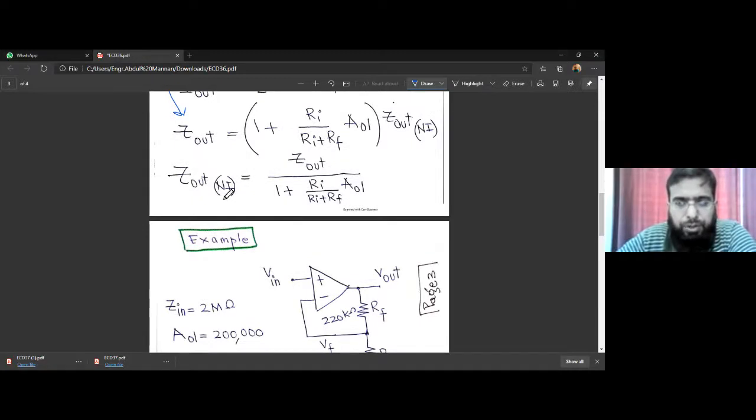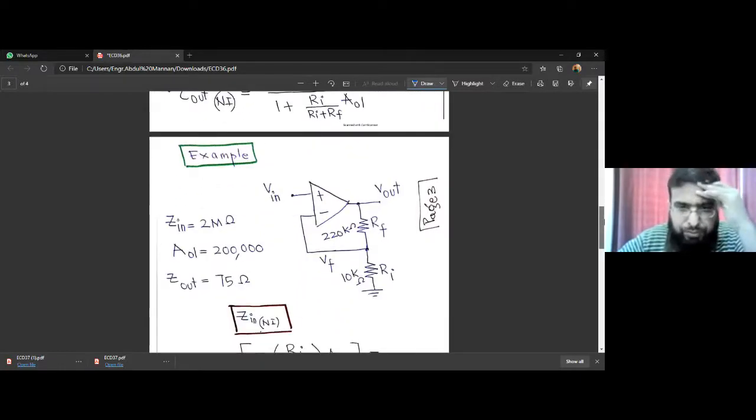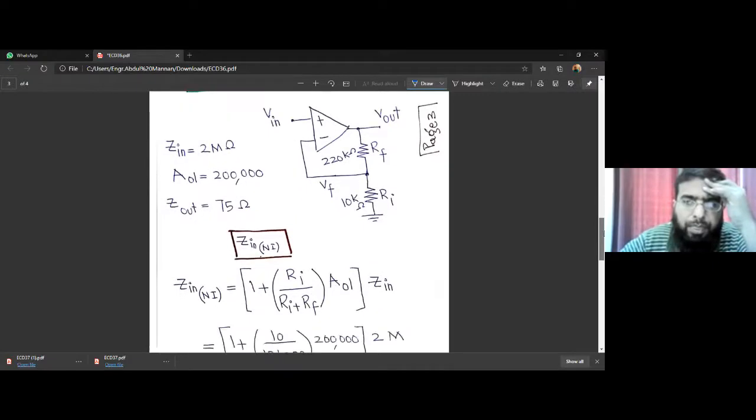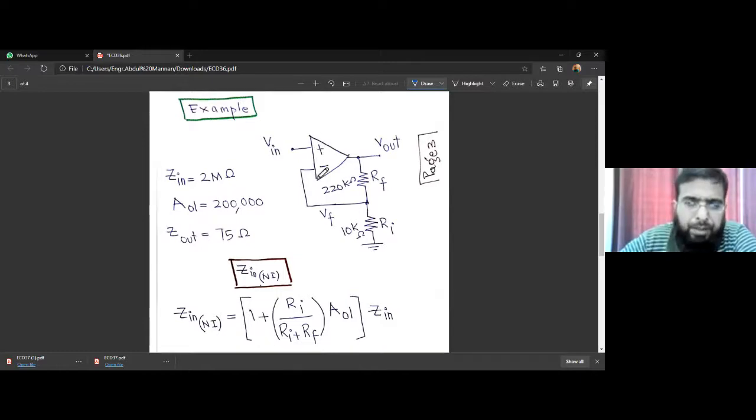Of course, that would be very small because the quantity in the denominator is very large because of this A_OL. It's a very large value times this fraction plus 1, which still gives a very large value. So Z_out divided by a very large value will give you a very small value Z_out,I that is much smaller than Z_out. So this is another advantage, that the output impedance of a non-inverting amplifier with feedback is even smaller than the output impedance of the op-amp without feedback.